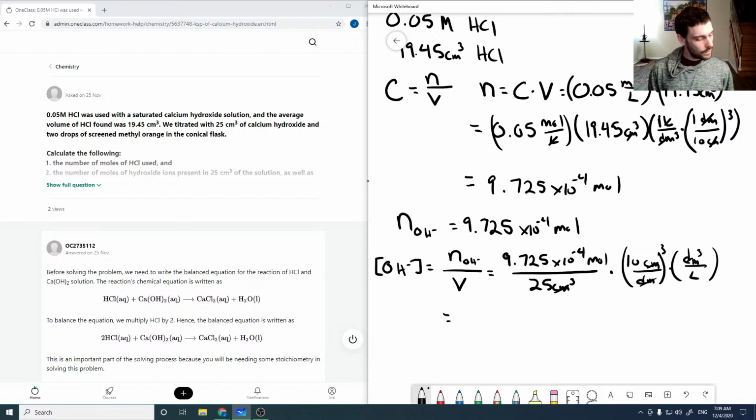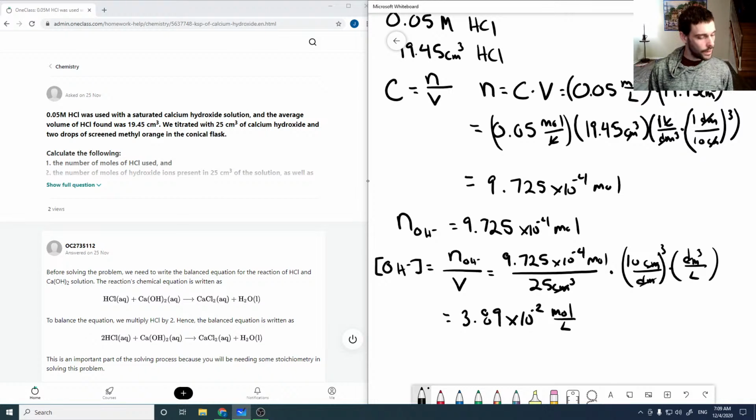And so if we work this through, we'll get 3.89 times 10 to the minus 2 moles per liter. Okay, and so that's our concentration of OH minus.